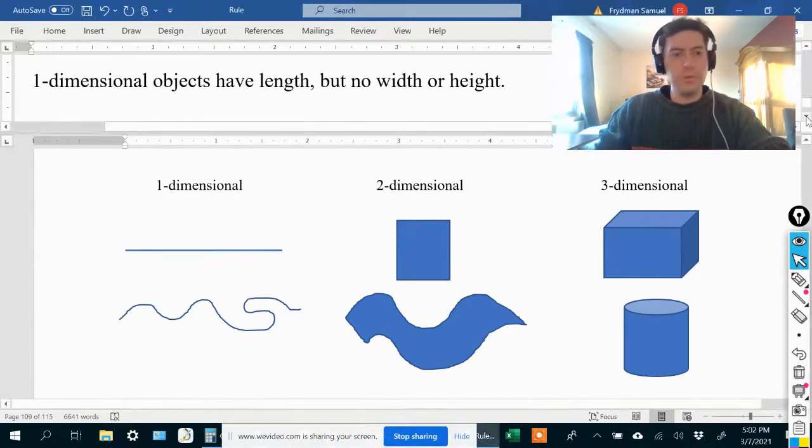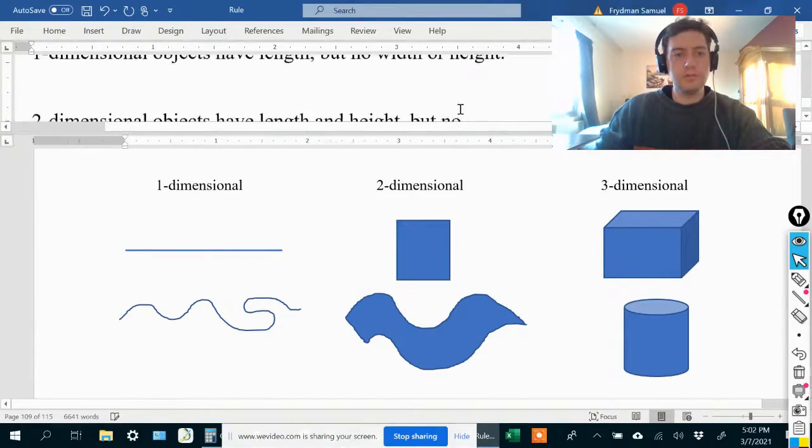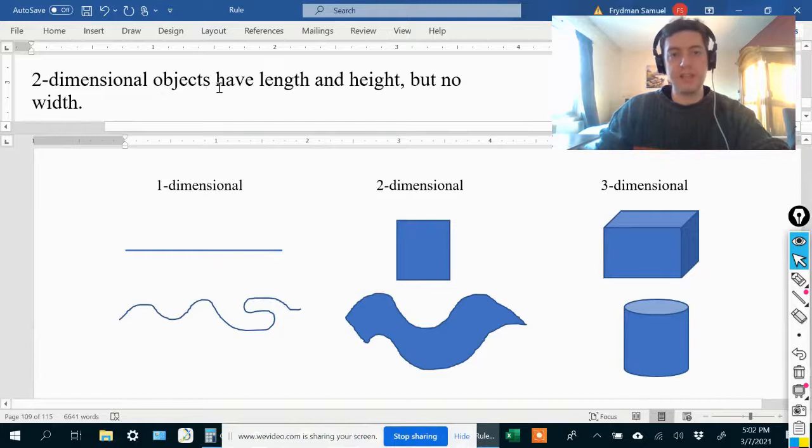Okay, now moving on. Two-dimensional objects have length and height, but no width. Okay, so over here we have an example. Here's a simple rectangle, right? It has a length and a height, but it doesn't have any width. Okay, there's no third dimension there.